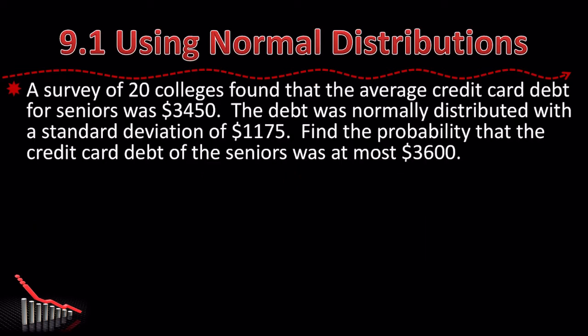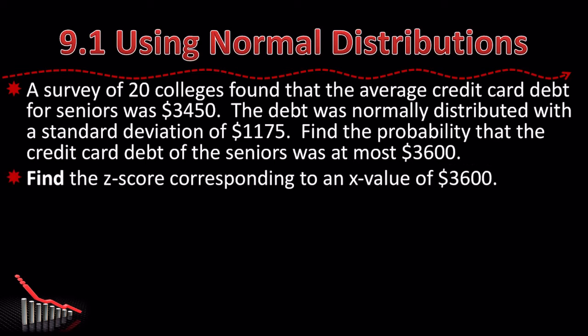All right, so a survey of colleges found the average credit card debt of seniors was $3,450. The debt's normally distributed with a standard deviation of 1,175. Find the probability that the credit card debt, actually we're not going to get to the whole probability bit, we're just going to find the z-score. So find the z-score corresponding to an x value of 3,600.